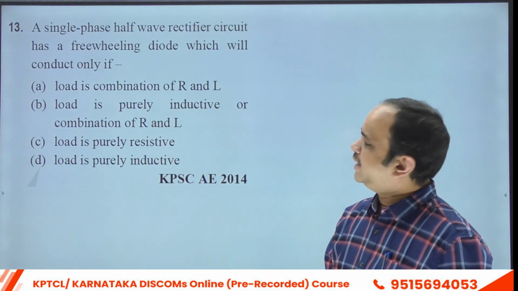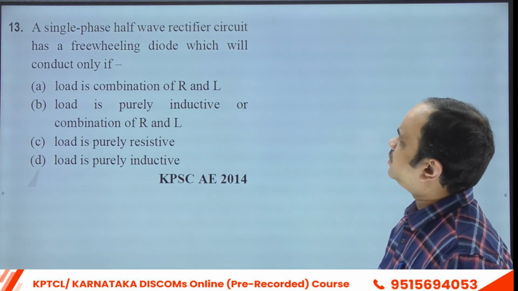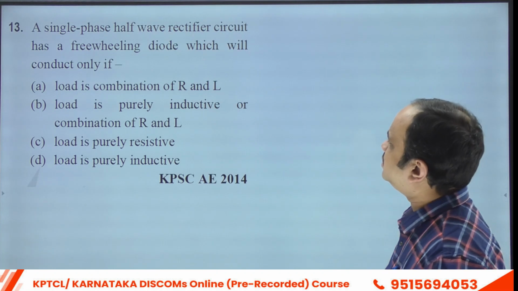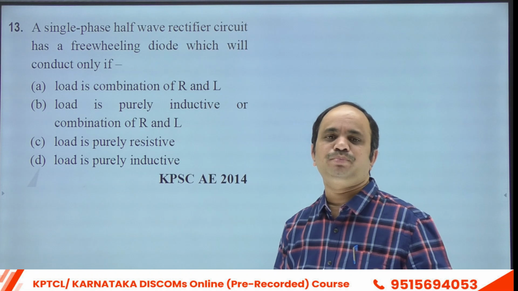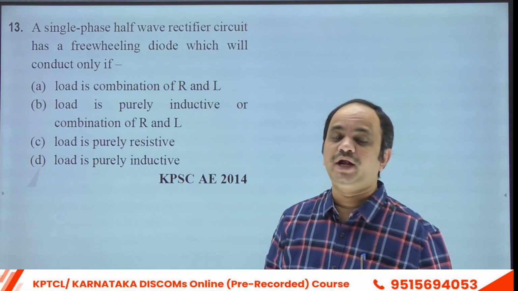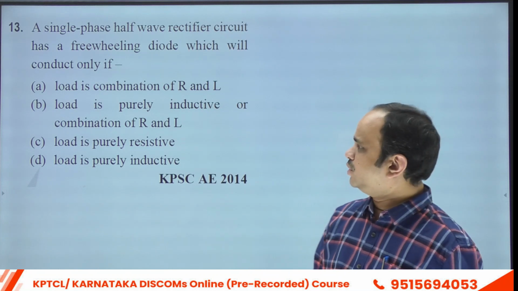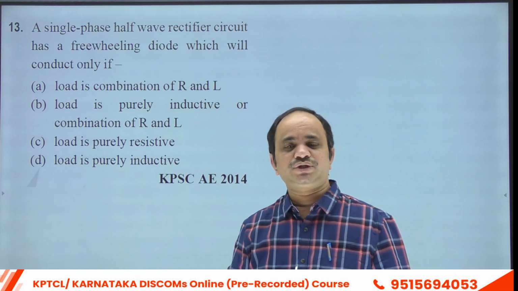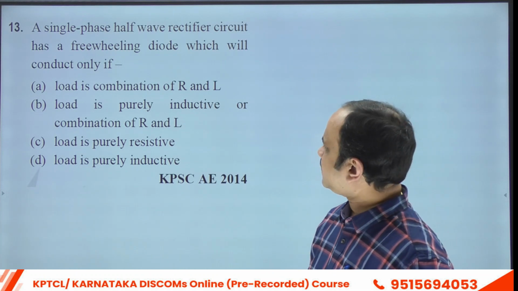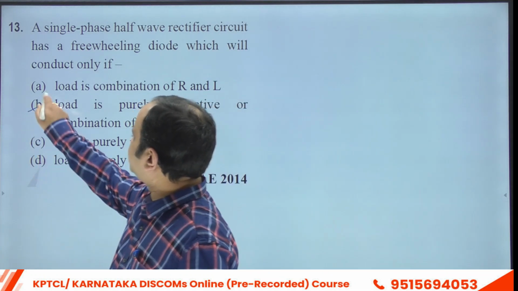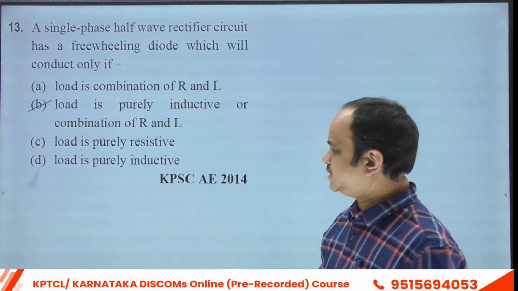Okay. Next one. A single phase half-wave rectifier circuit has a freewheeling diode which will conduct only if... Remember, freewheeling action will come into picture when the load is inductive. Inductive means it can be either pure inductive or RL load. When the load is resistive, there is no concept of freewheeling action. Therefore, Option B is the correct answer for this question.